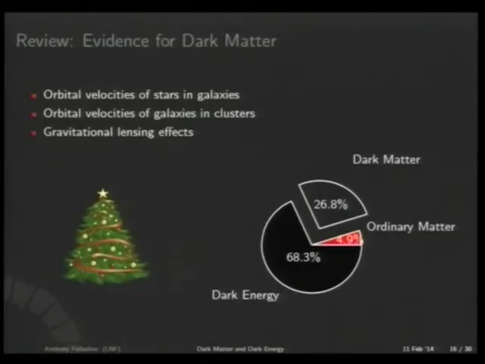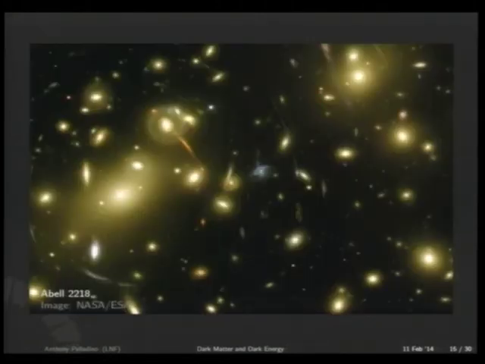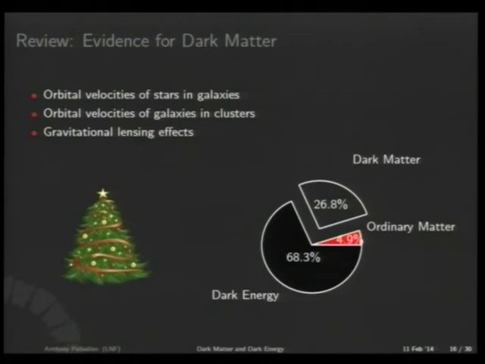So let's review some evidence here for dark matter. So the orbital velocities of stars are too fast to keep the galaxies together. The orbital velocities of the galaxies themselves inside galaxy clusters are too fast. And there's gravitational lensing effects. If you calculate the mass that should give you the lensing effect from that picture that we just saw, there's much more mass required to produce the stretching of the galaxies that you see. So you can calculate the amount of dark matter that's there.